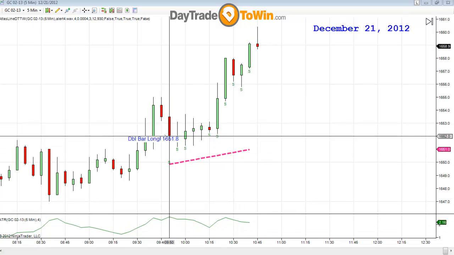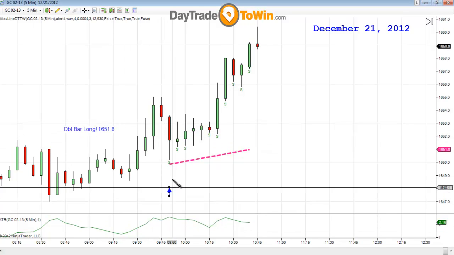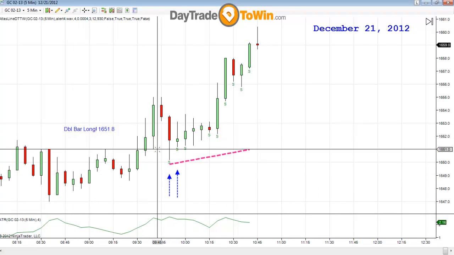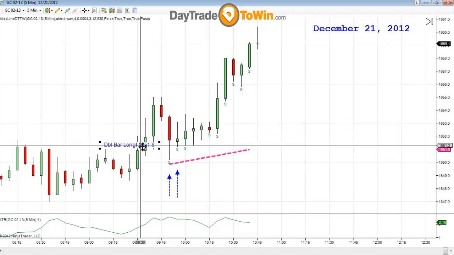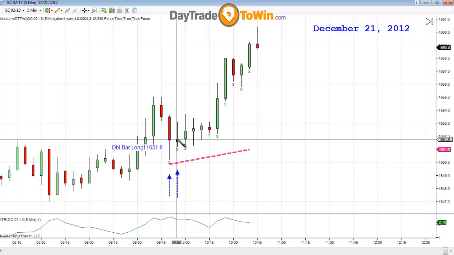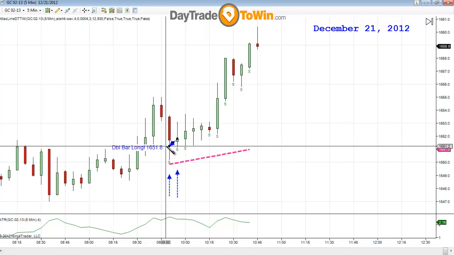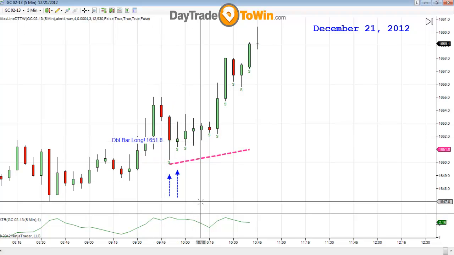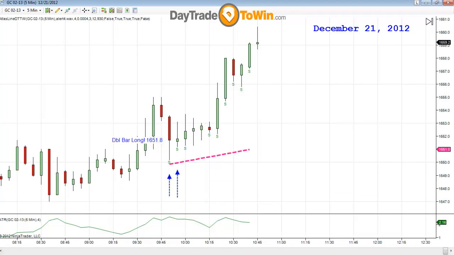2 consecutive closes. 1, 2. Above or below the Atlas line will provide you the initial signal, the double bar long. So 1651 or double bar short, 1651.80. This should coincide. It is exactly 1651.80. And you manage it the same way, right? 4 bars, time-based stop, catastrophic stop, prove it stop, right? Nothing changes.